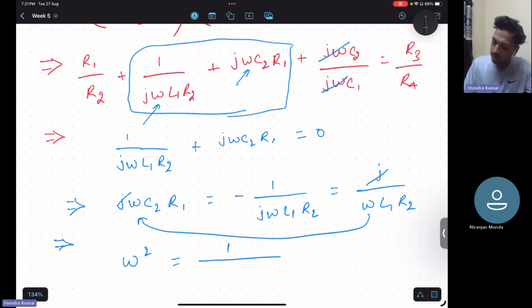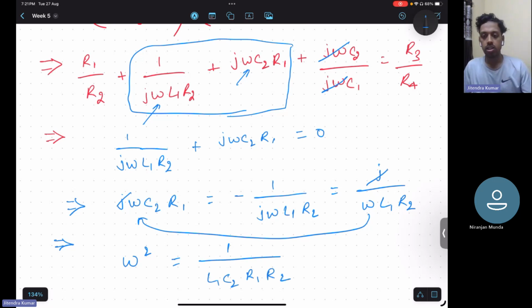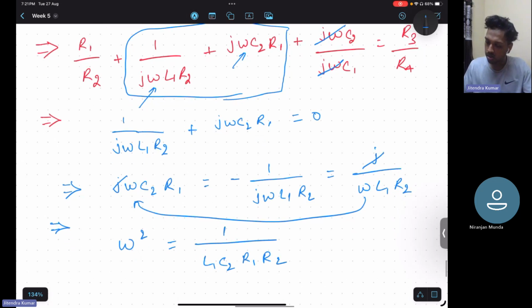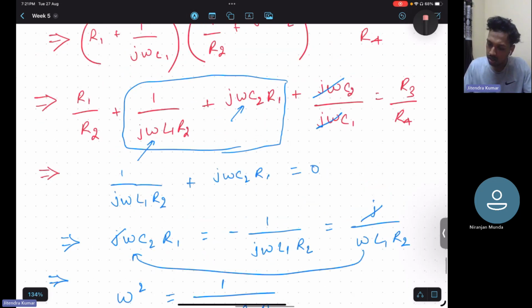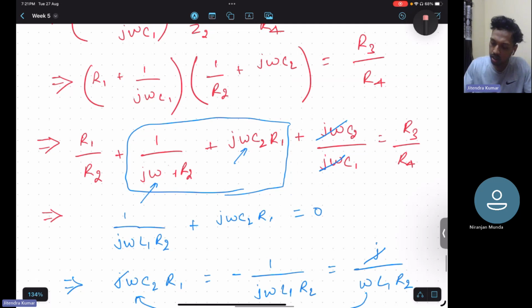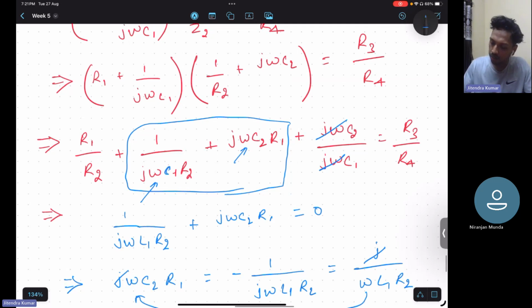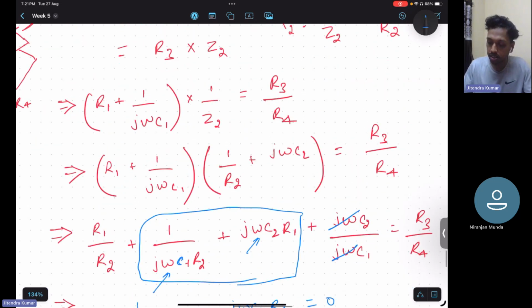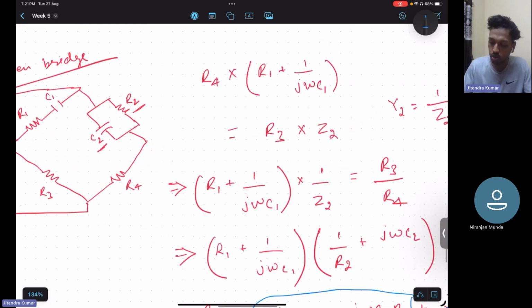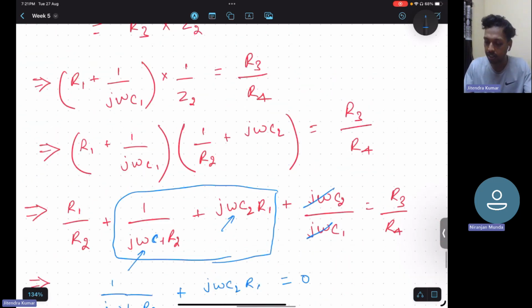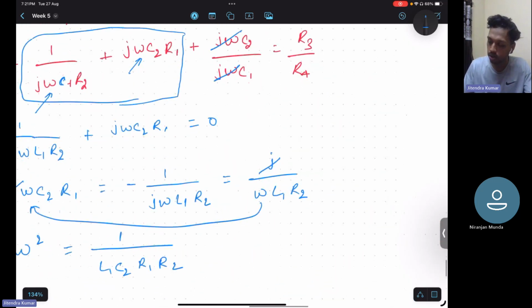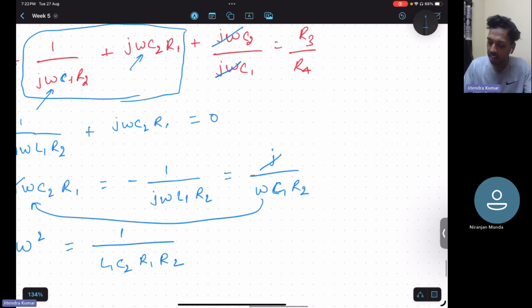1 by L1 C2 R1 R2. Sorry, L1 not C1. C1 only, right? Yeah, it is C1 only, because in this circuit only capacitors are there. So there is no point of an inductor coming in this circuit. So everywhere it is C, not L. It just looks like L, but it is C.